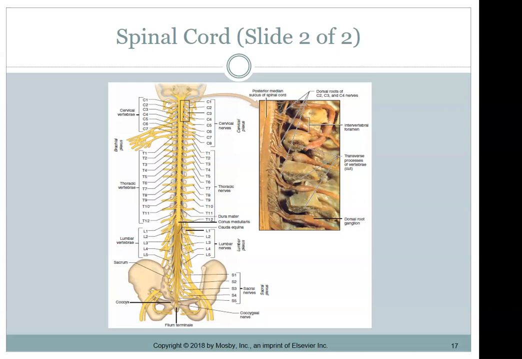So if anything is talked about, somebody's got a fracture in their T12, L1, you know exactly that is your last thoracic vertebrae and the first of your lumbar vertebrae. Then after the lumbar vertebrae, you go lower down and you go to your sacrum. And the sacrum has S1 through S5. And then you have your coccyx.